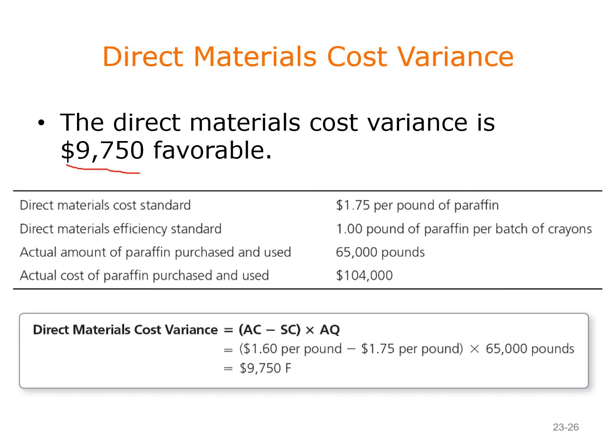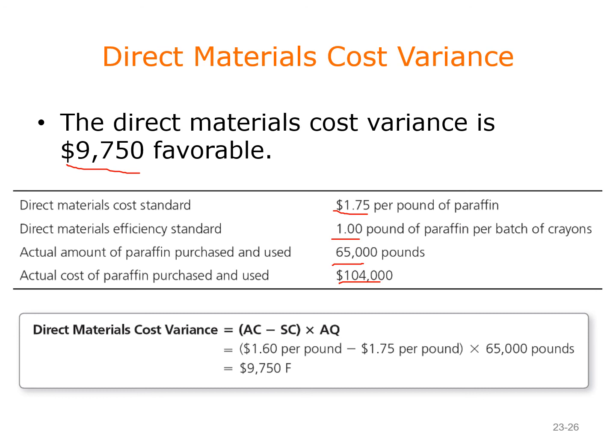Okay, very good. The direct material cost was 9,750. Let's apply the equation that we learned from the previous learning objective. The direct material cost variance involves the direct material efficiency standard, the actual amount purchased and used, and the actual cost of the input. Actual cost minus standard cost multiplied by the actual quantity. The standard cost is 1.75. The actual cost is 1.6.